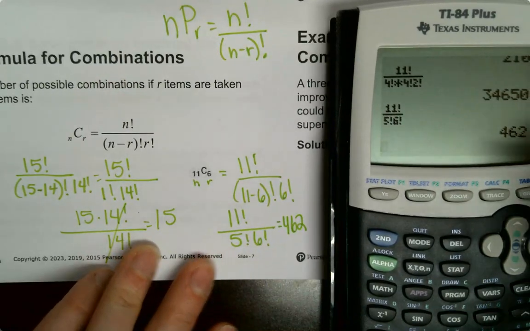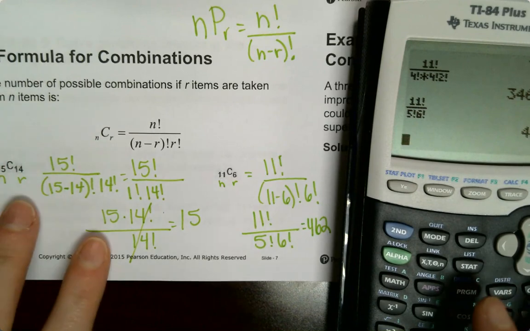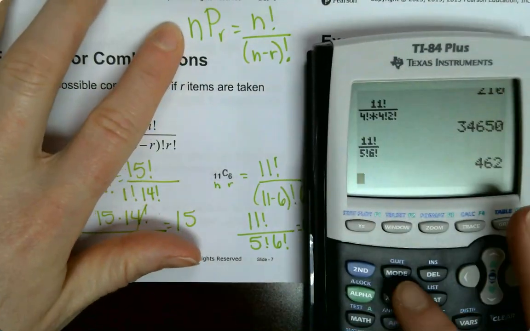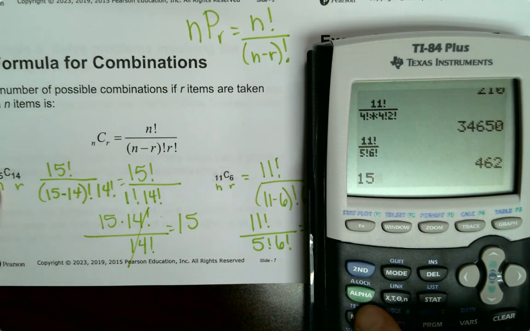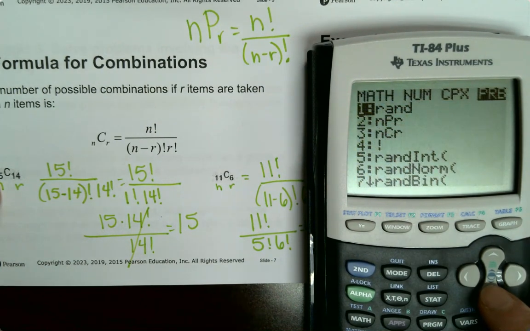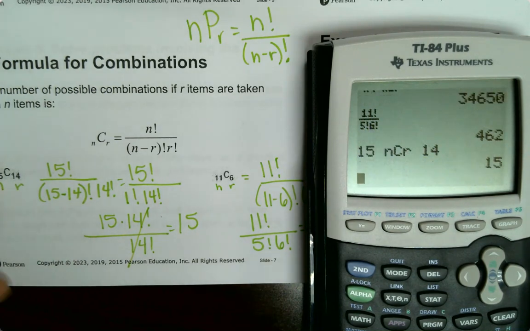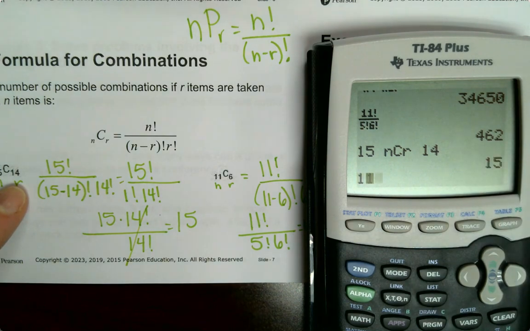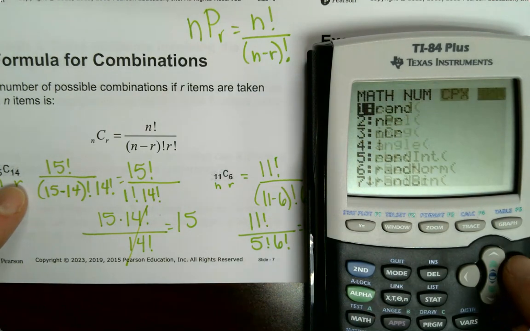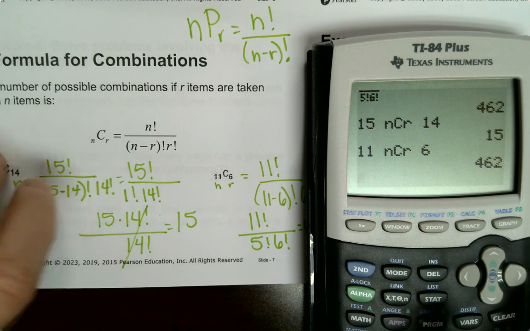Okay, there is the nCr in the calculator. It's the same place as the nPr. So you can go to, well, we need to put in 15 first. So 15, math, over to probability, nCr. So it's 15 items, choose 14. There's 15 combinations. 11 items, choose 6, 462.